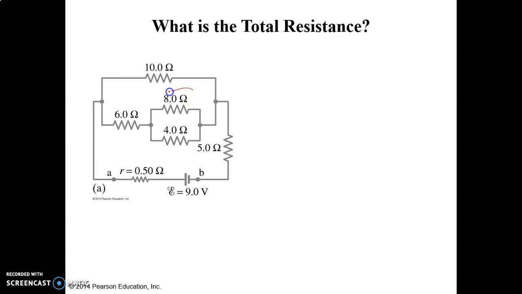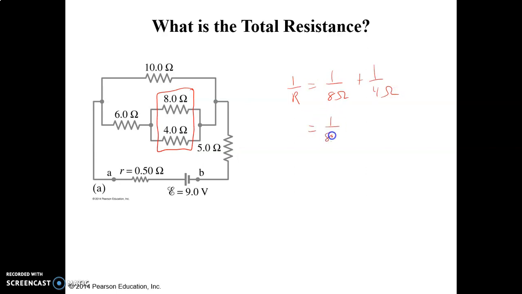So here we have two resistors that are in parallel with each other. No matter which other resistors you pick, it's going to be more complex. So we're going to start with this one. Since they're in parallel, we know that 1 over R is going to equal 1 over 8 ohms plus 1 over 4 ohms using the parallel equation.